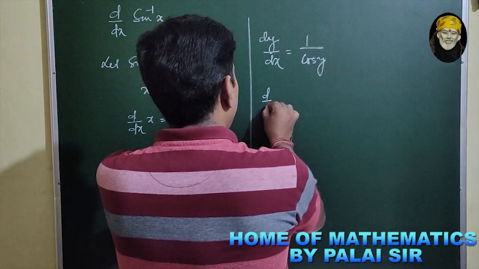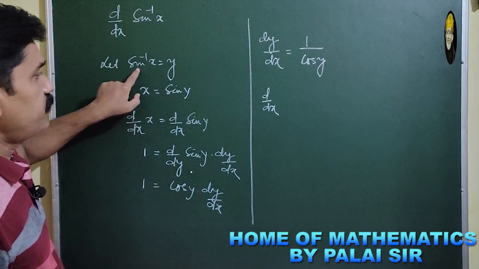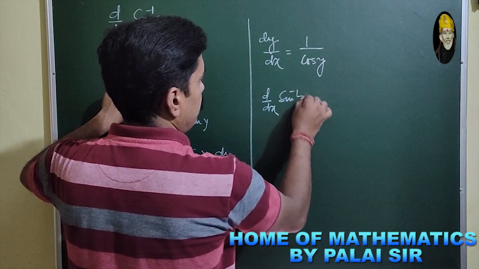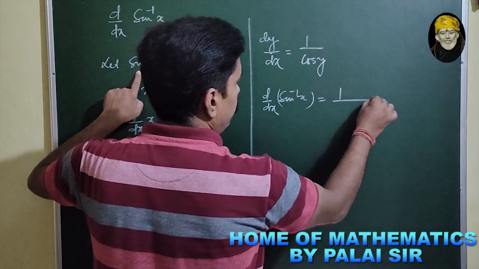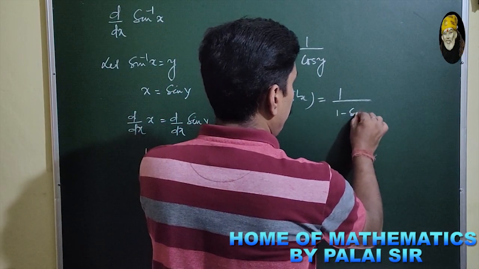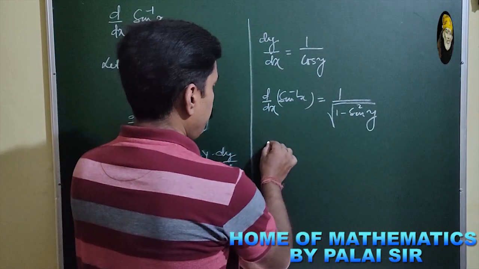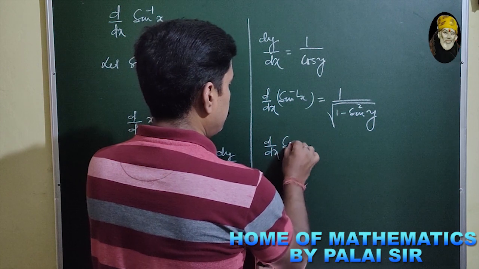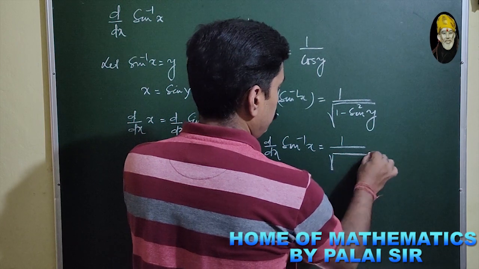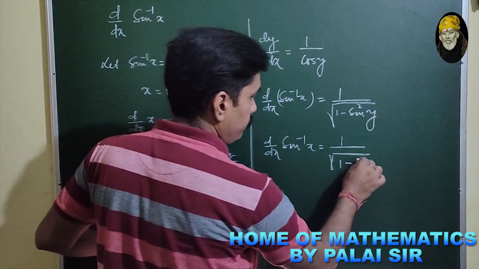So dy/dx of... what is the value of y? Here you see, हम y को क्या लिए थे? sin inverse x. So you put that value here. dy/dx of sin inverse x is equal to 1 by cos y. Cos y can be written as square root of 1 minus sin square y. So dy/dx of sin inverse x is 1 by square root of 1 minus sin square y. Sin y का value कितना है? x. So you put that value here.